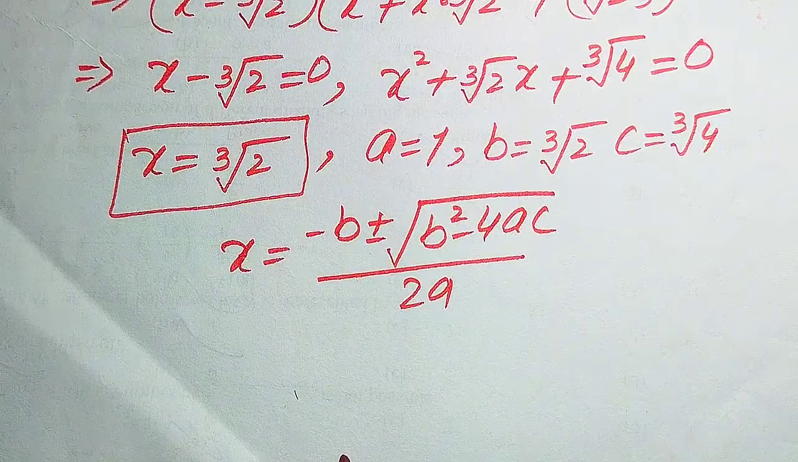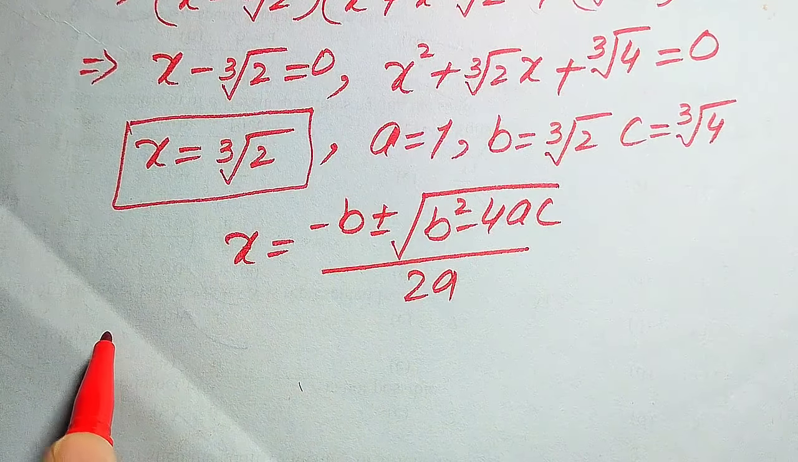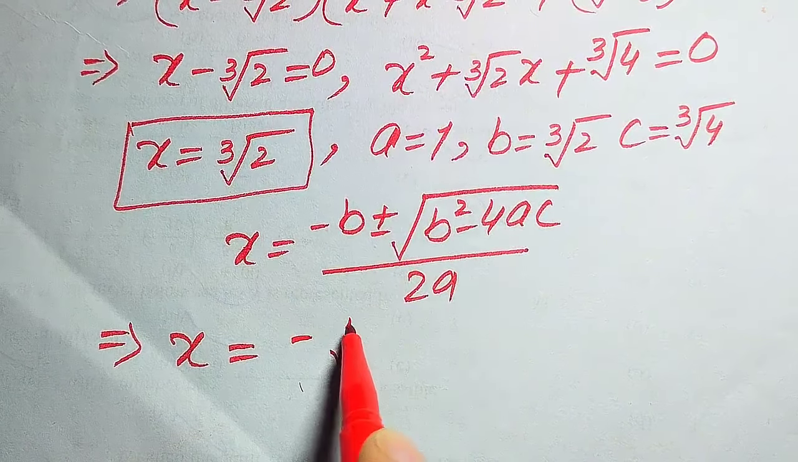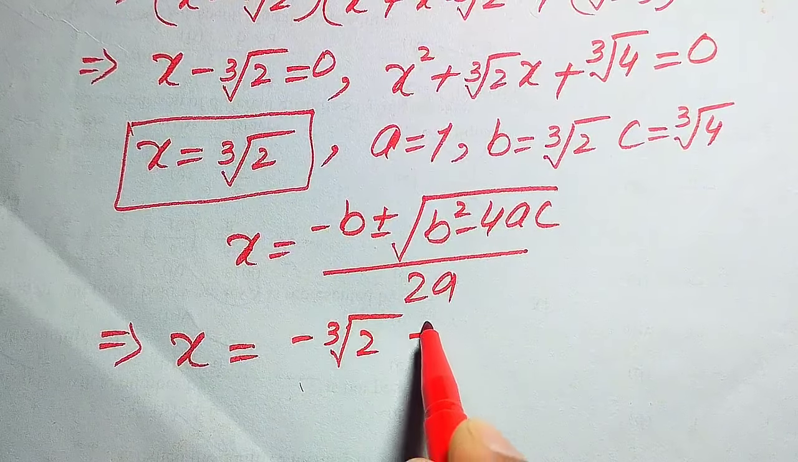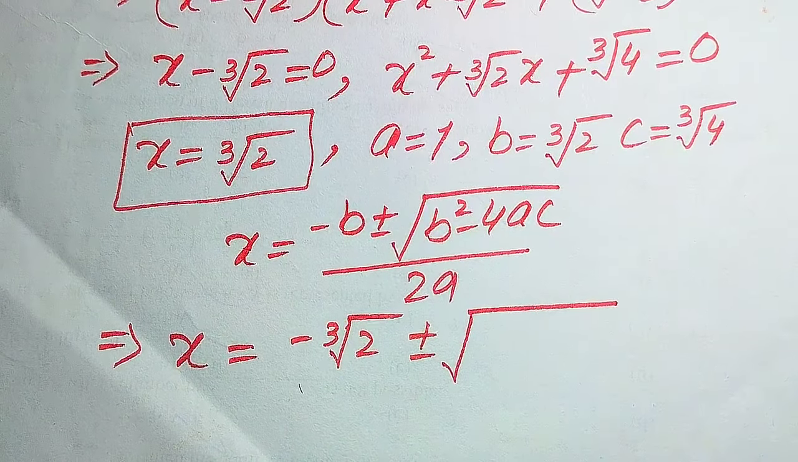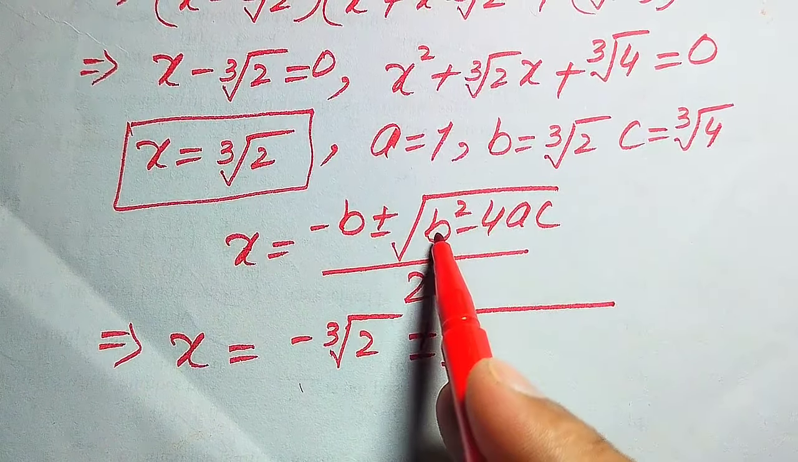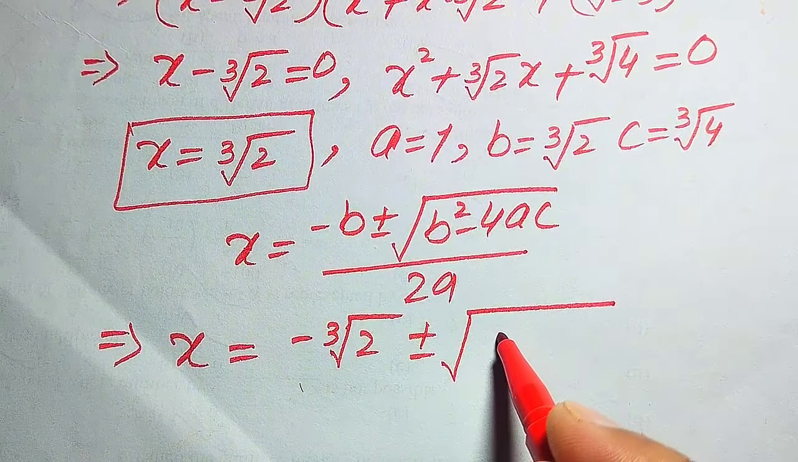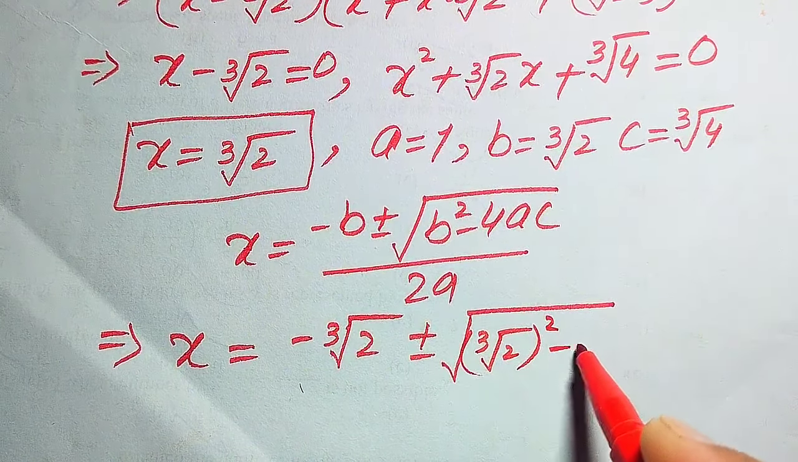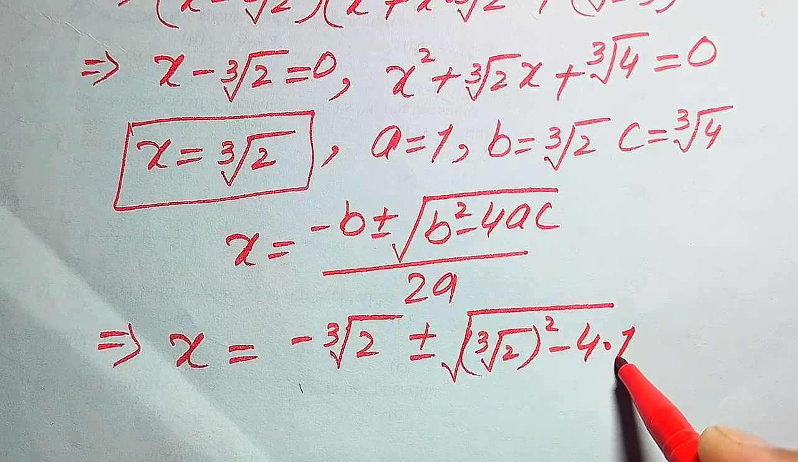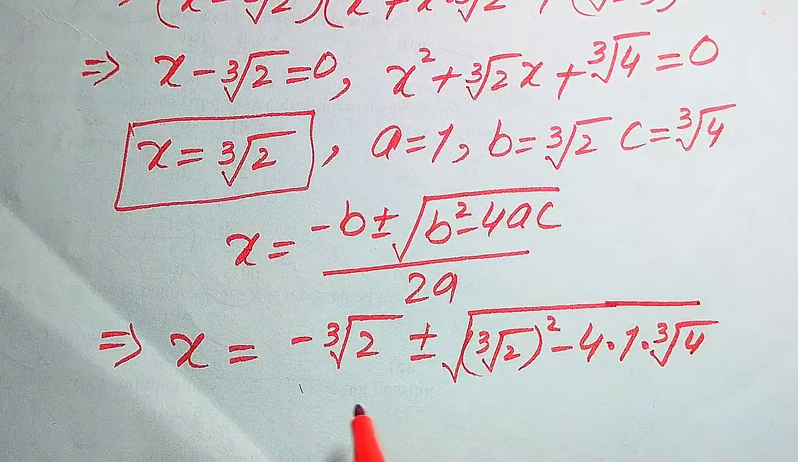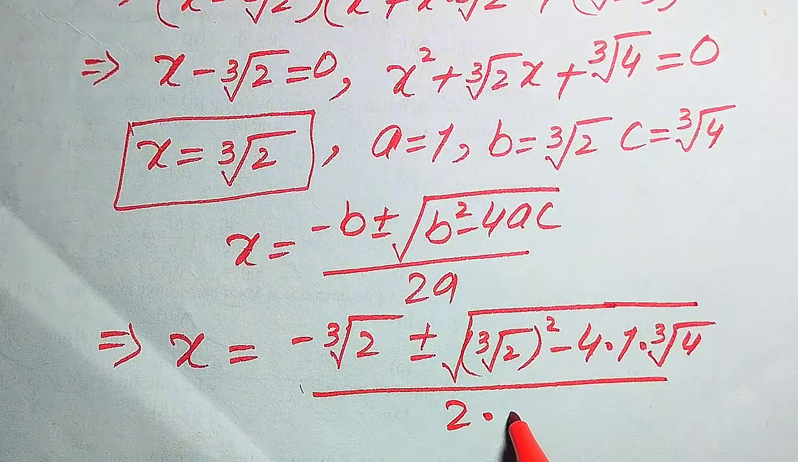So this is our quadratic formula. And here we need to substitute the values of a, b and c. It becomes minus the cube root of 2 plus or minus the square root of b squared. So when we put the value of b here, it becomes the cube root of 2 squared minus 4 times a, which is 1, and c is the cube root of 4, and it is divided by 2 times a.